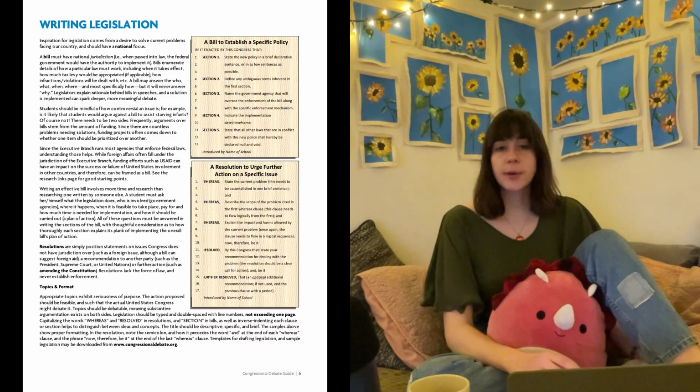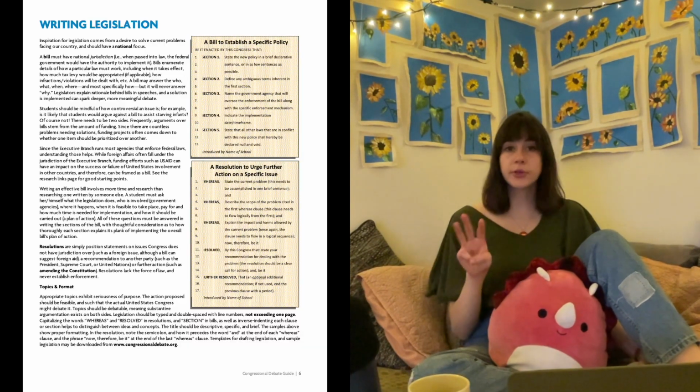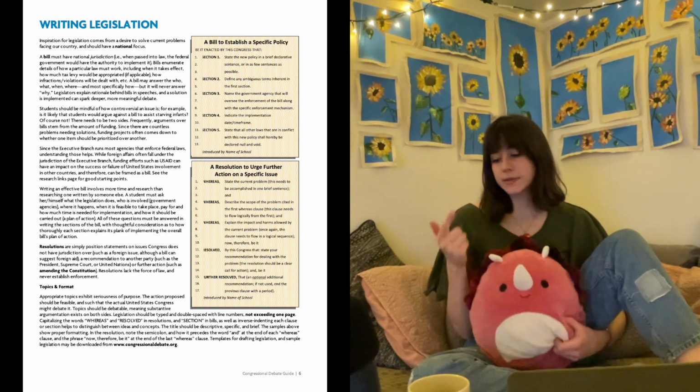The next page is talking about writing legislation. So remember that there are 3 different types of legislation: bills, resolutions, and constitutional amendments. Bills and resolutions both need a majority in order to pass, so half plus 1. And then constitutional amendments need a 2/3 majority since they are not just simple laws.